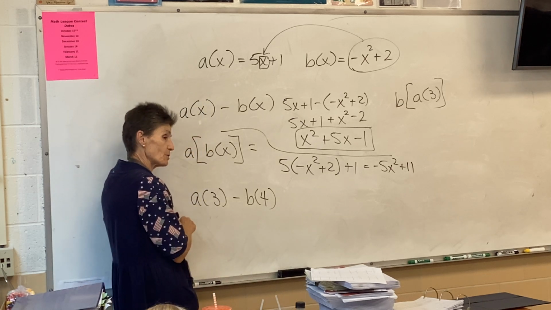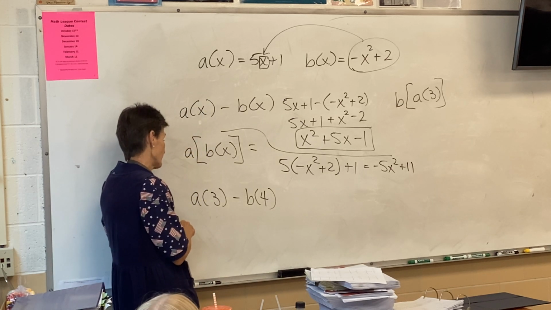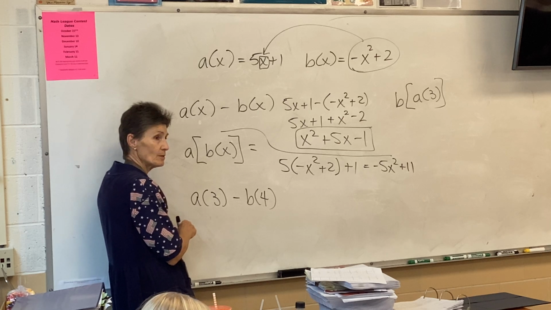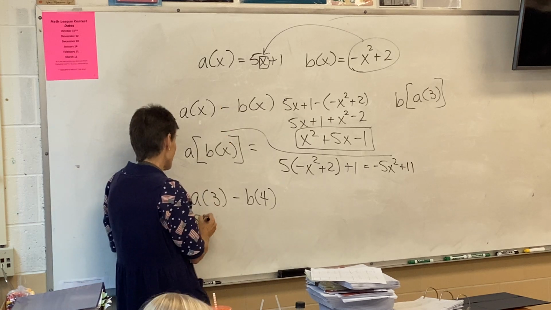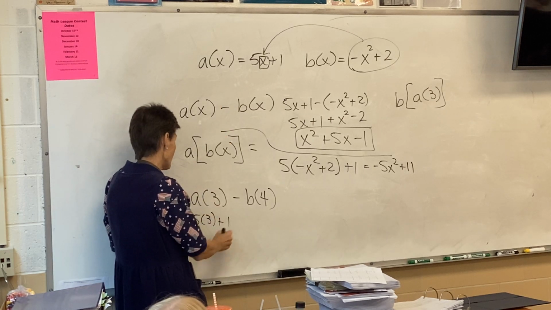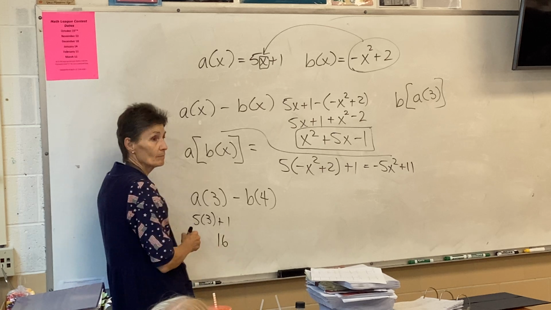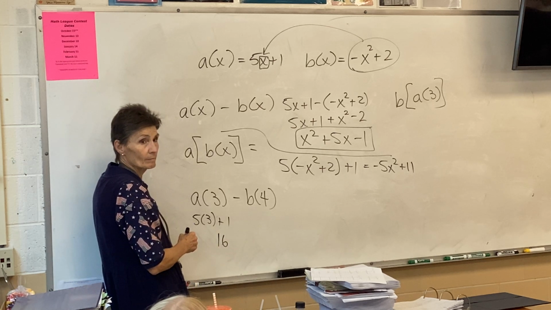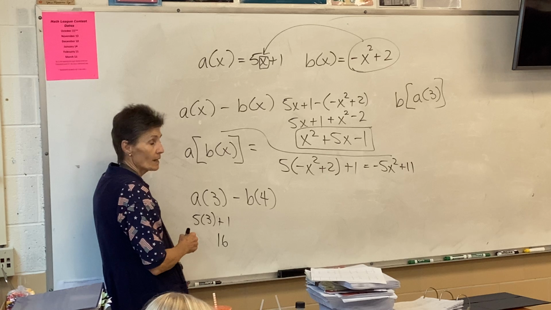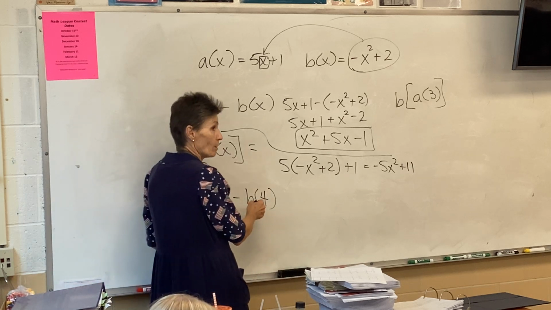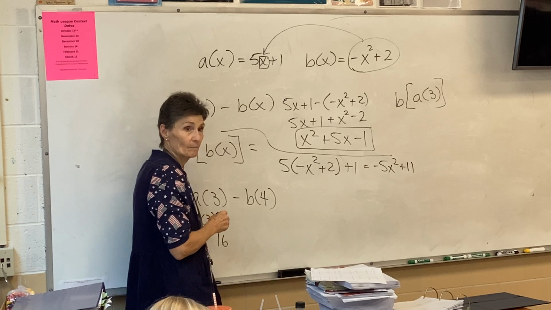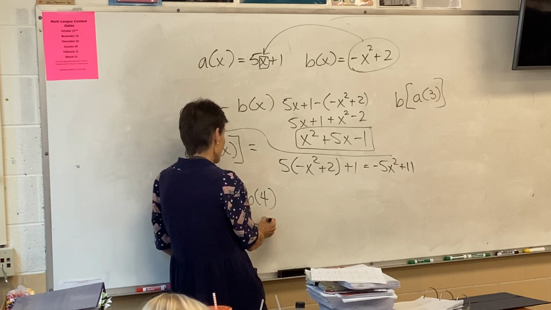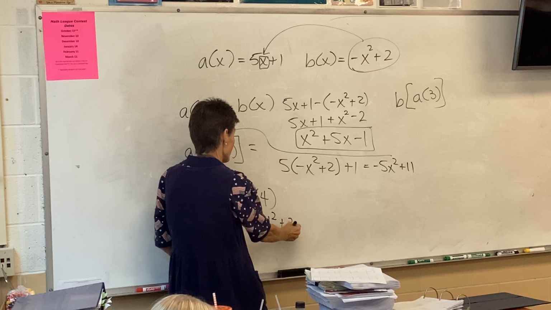Do here. This is a 2-parter. I'm going to put 3 into A, for x in A. So that's going to be 5 times 3 plus 1, 16. And now I'm going to put 4 into B for x. So I'm going to have negative 4 squared plus 2.